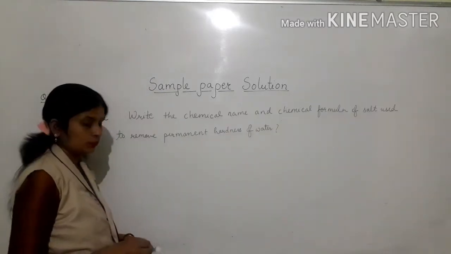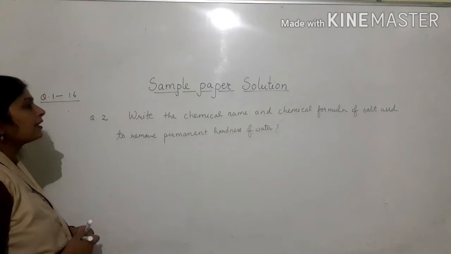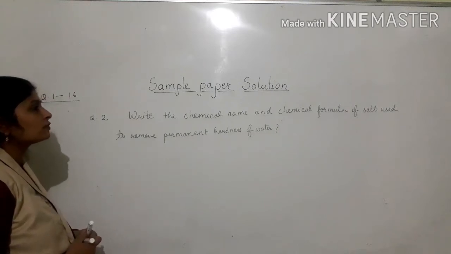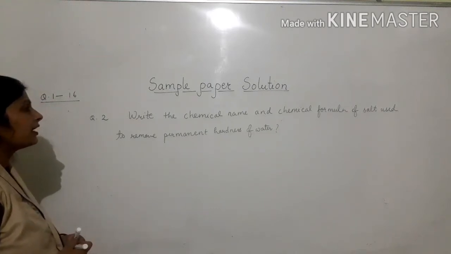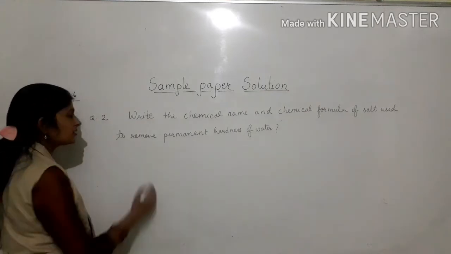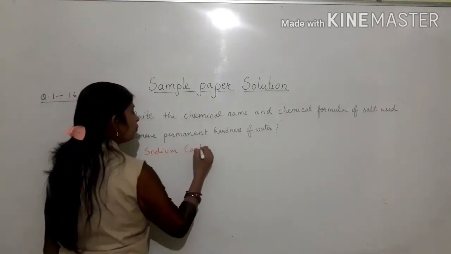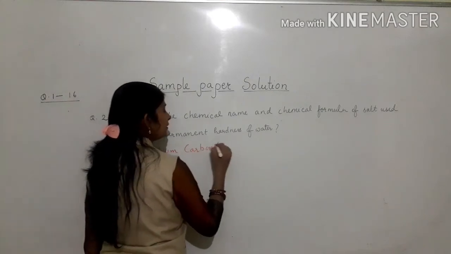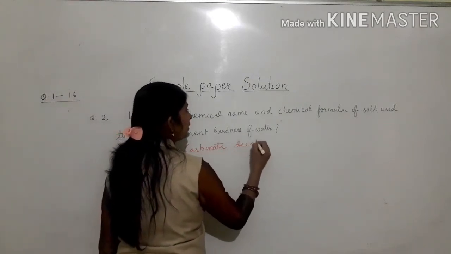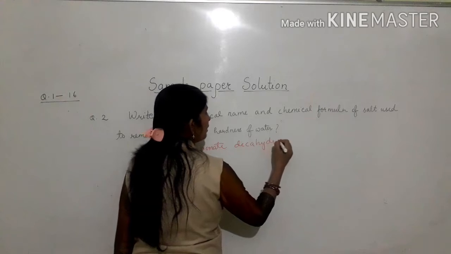Question number 2. Write the chemical name and chemical formula of the salt used to remove permanent hardness of water. It is sodium carbonate decahydrate.